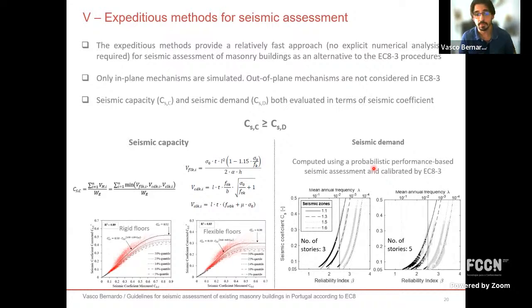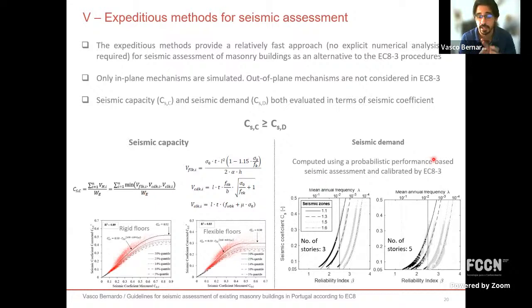The seismic assessment is computed by comparing the capacity and the demand, both evaluated in terms of seismic coefficient. In terms of the seismic capacity, the seismic coefficient is computed by using the main failure mechanisms that can occur in a masonry wall, using these three well-known equations. The first one is for the flexure, this is for the diagonal shear, and this one is for the sliding. The seismic coefficient can be computed by summing the contribution of all the elements, taking the minimum of these capacities and dividing by the total mass of the building for the seismic combination.